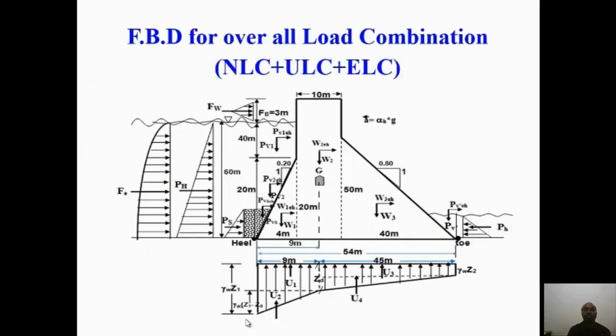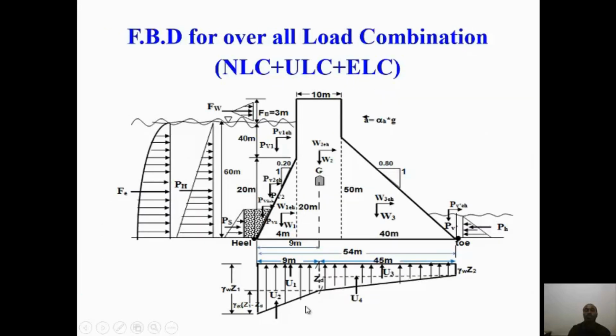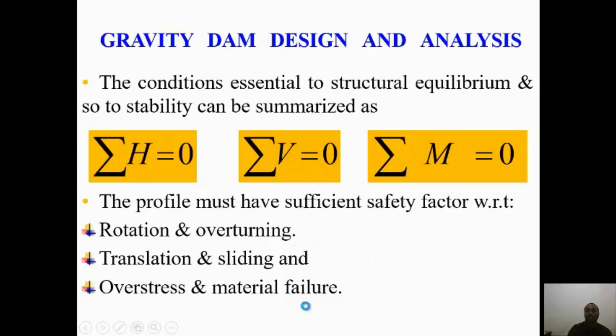This is a sample free body diagram for the overall load combination, which is normal, unusual, and exceptional. If you have an earthquake, you have a parabolic distribution in addition to hydrostatic pressure, and a disturbance on the body of water, a shocking effect. On the structure you also have W1, W2, W3, etc. Uplift is the rest as usual. So this is gravity dam design and analysis.